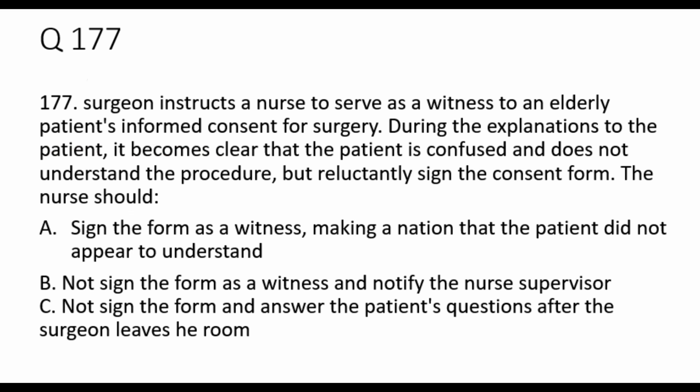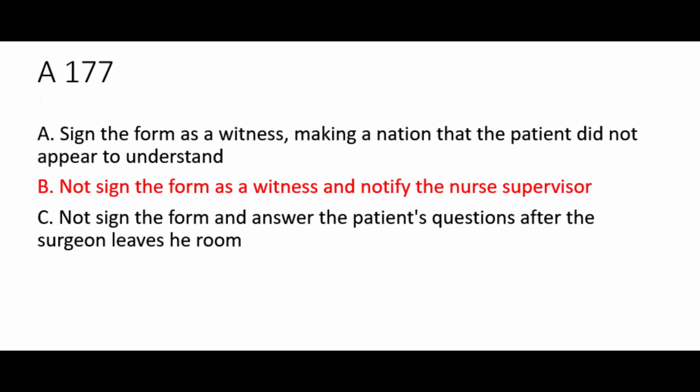177. Surgeon instructs a nurse to serve as a witness to an elderly patient's informed consent for surgery. During the explanations to the patient, it becomes clear that the patient is confused and does not understand the procedure, but reluctantly signs the consent form. The nurse should: A. Sign the form as a witness, making a notation that the patient did not appear to understand. B. Not sign the form as a witness and notify the nurse supervisor. C. Not sign the form and answer the patient's questions after the surgeon leaves the room. The answer is B. Not sign the form as a witness and notify the nurse supervisor.